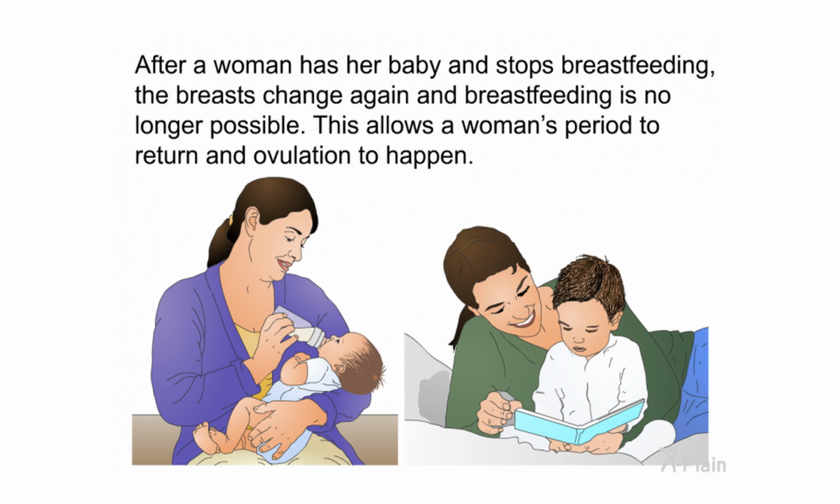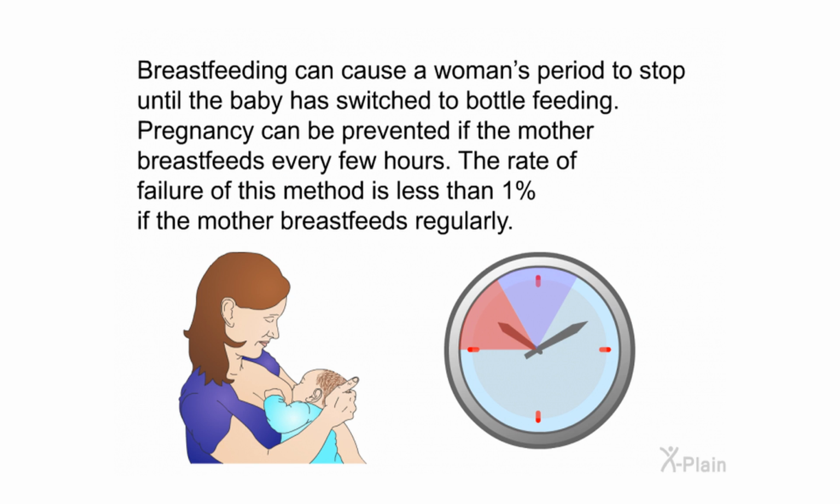After a woman has her baby and stops breastfeeding, the breasts change again and breastfeeding is no longer possible. This allows a woman's period to return and ovulation to happen. Breastfeeding can cause a woman's period to stop until the baby has switched to bottle feeding. Pregnancy can be prevented if the mother breastfeeds every few hours. The rate of failure of this method is less than 1% if the mother breastfeeds regularly.